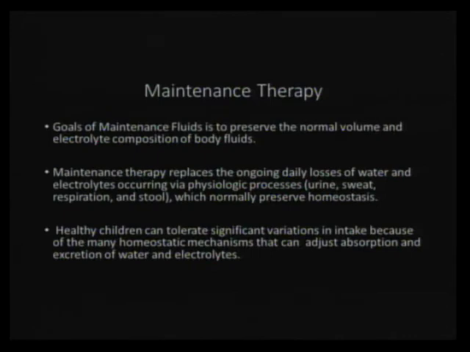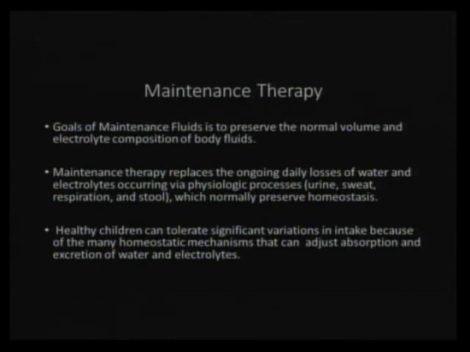Healthy children can tolerate significant variations in intake because of the many homeostatic mechanisms that can adjust absorption and excretion of water and electrolytes. So although urinary losses are approximately 60% of the total, the normal kidney has the ability to markedly modify water losses. Maintenance water is designed to provide enough water so that your kidney does not have to significantly dilute or concentrate your urine. So if you have someone on maintenance fluids and they're peeing a whole bunch of clear liquid, you probably have them on too much maintenance fluids, or you can stop the maintenance fluids.